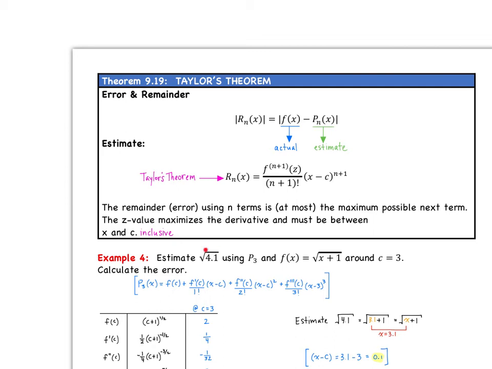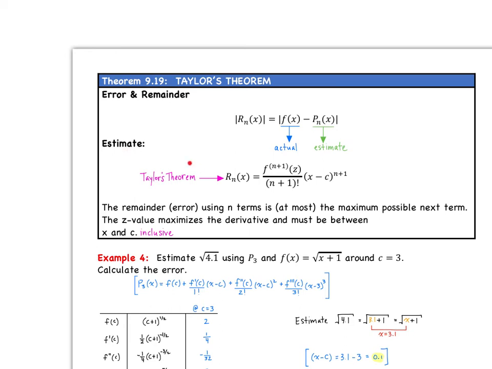For instance, if we're going to estimate the square root of 4.1 without a calculator, or maybe with a calculator, first we need to talk about this remainder theorem. Taylor's theorem, this error and remainder: the absolute value of the remainder is equal to the absolute value of f of x minus that nth degree polynomial that is the approximation. So f of x is the actual value, the polynomial is the estimated value, and the difference between those is known as our error. That's how close we were.